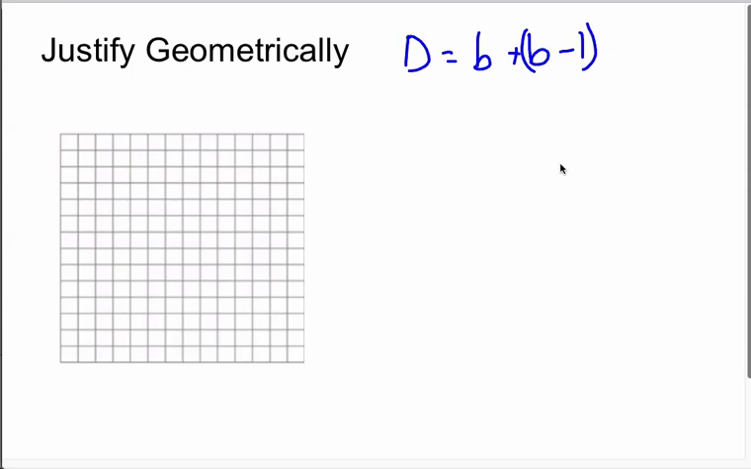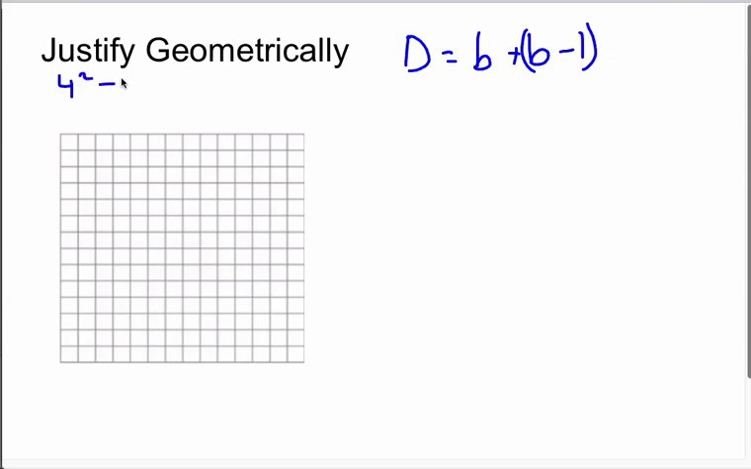Okay, next we're going to justify, and this is the hardest part. This is what you need to be able to get up to an 8. And I'm going to justify two ways. I'm going to justify geometrically, and then I'm going to justify algebraically. Alright, so let's just look at first a couple of differences of squares to see what's happening.